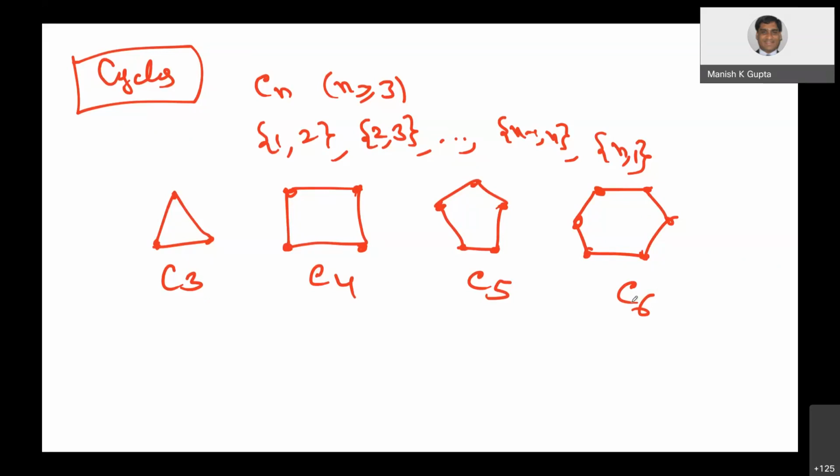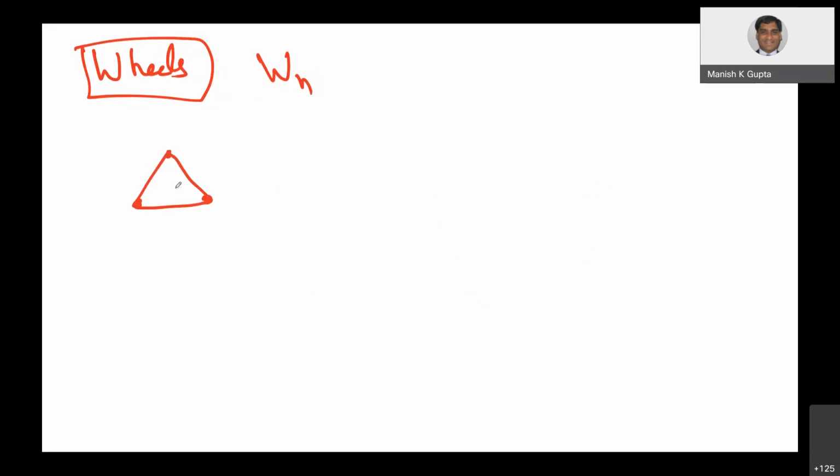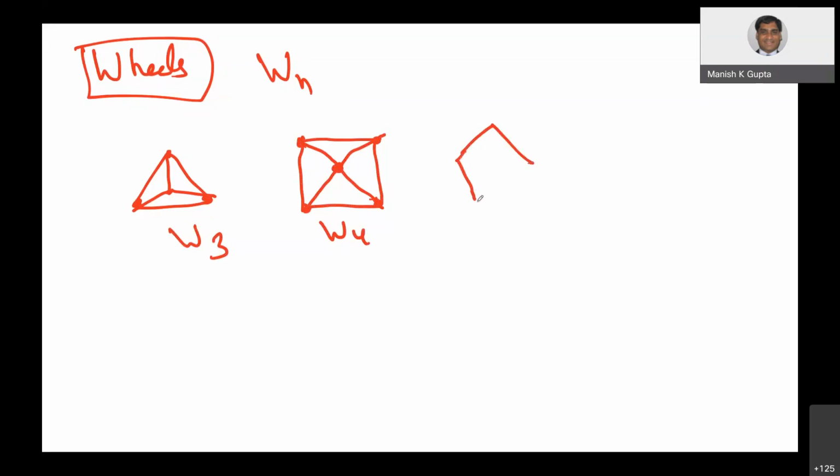Got it? Next, we can talk about wheels. Wheels are denoted by Wn. This is also a vertex. This is W3, this is W4. Then we can write down W5, with vertices 1, 2, 3, 4, 5, and then there is an edge like this. W5.